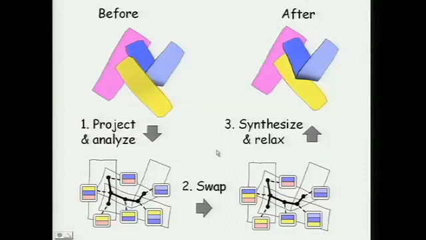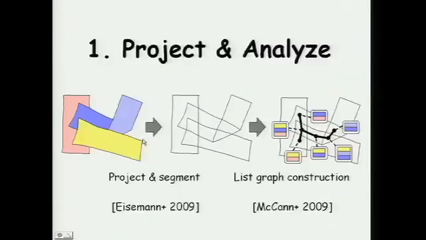The first process is to convert the 3D scene into a 2.5D list graph. This is basically a combination of previous work. There is a lot of work on vectorization. Converting a 3D scene to 2.5D layer graphics is already done, so we just do that. After that, we compute a list graph, analyzing the layer structure. It's the same as the previous paper.